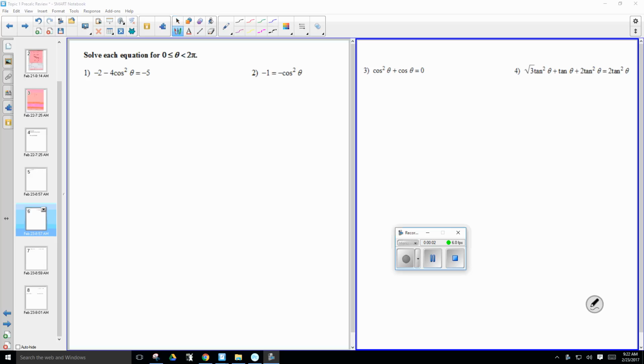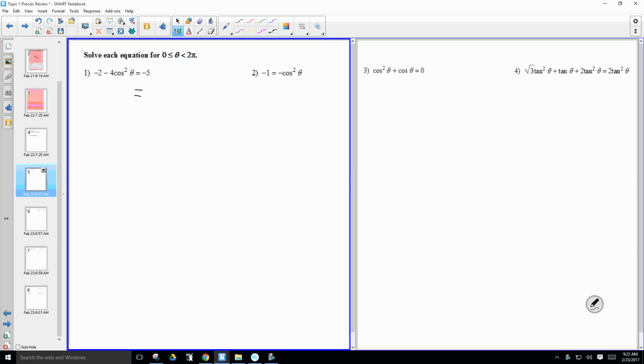Okay, so first one, cosine squared by itself. So there's only one trig term. If you isolate it, you can solve. So I'm gonna move the 2 over. So I have -3 equals -4 cosine squared. And then I can divide by -4. So cosine squared equals 3/4, which is not a unit circle.